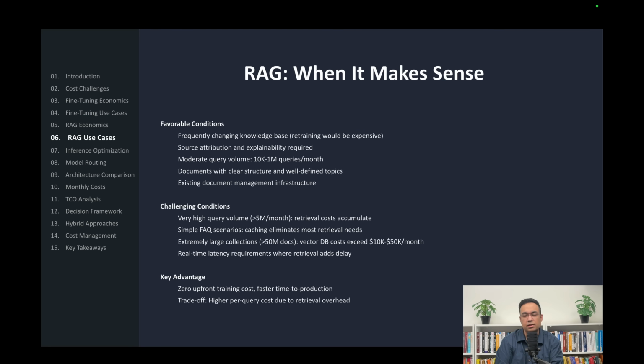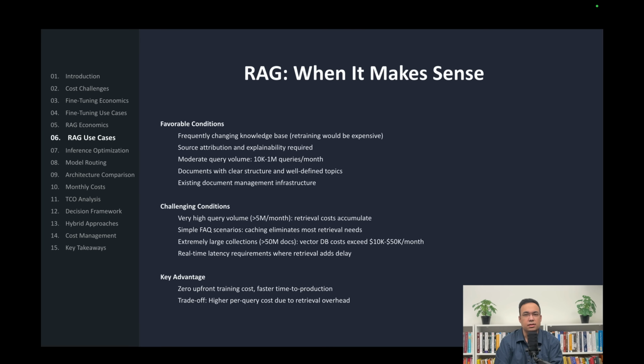If users are asking the same 100 questions over and over, you're better off just caching the responses than doing retrieval every time. For example, if you build a chatbot for your support system or the FAQ on your website, a lot of the questions that users ask are typically very similar. So you can actually get the responses from the caching system rather than retrieving them from the vector database.